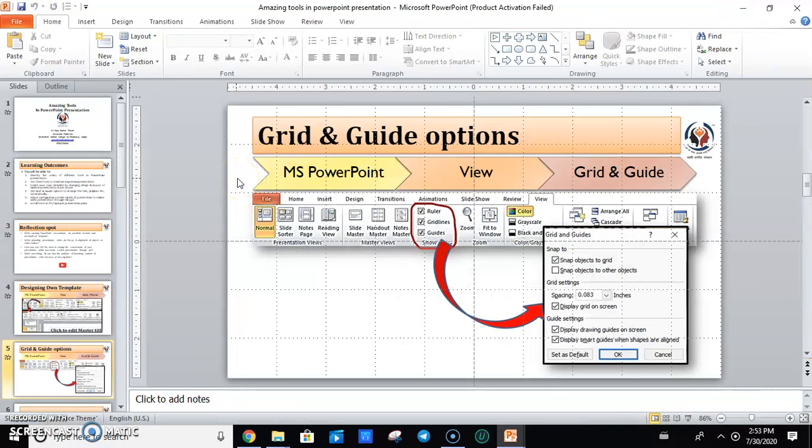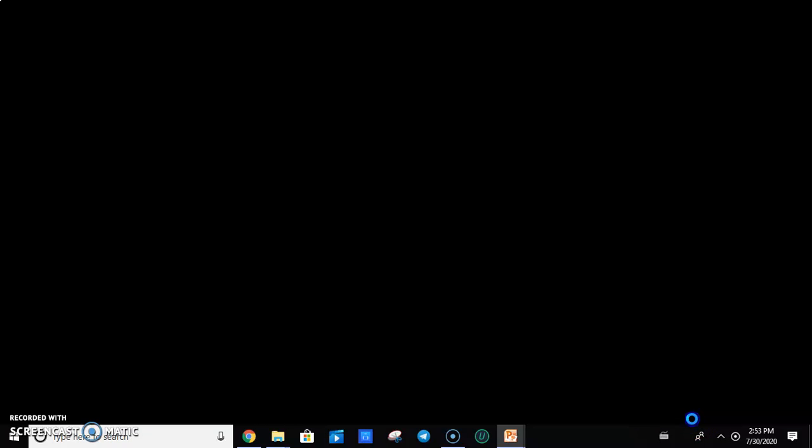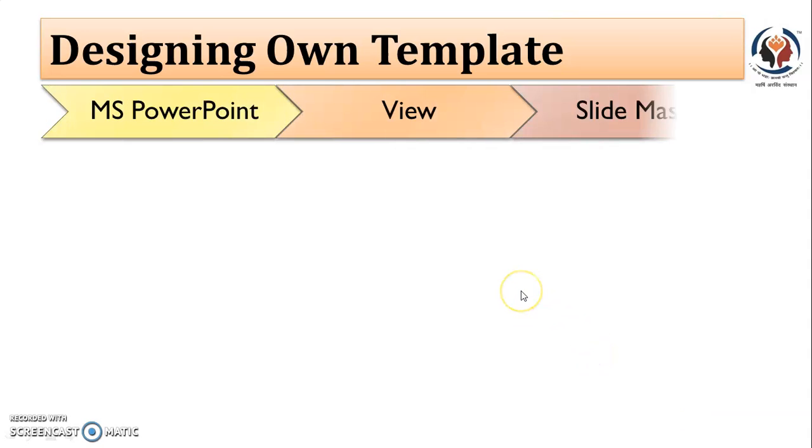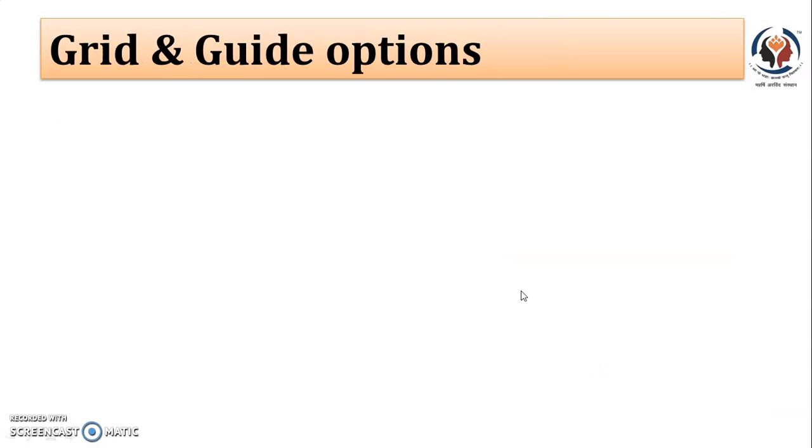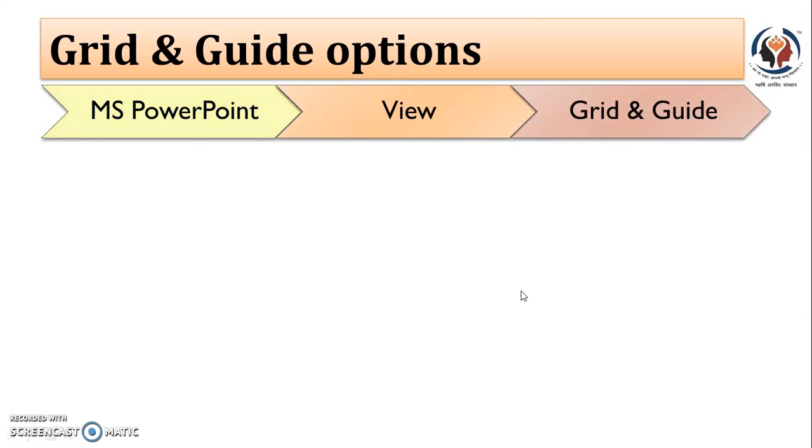Now comes another tool, that is grid and guide options. So these are the important options which are available in almost all presentation slide softwares. The tool is for lineup and alignment of objects and contents on your slides. The tool is important to make well-designed slides for an impressive presentation.